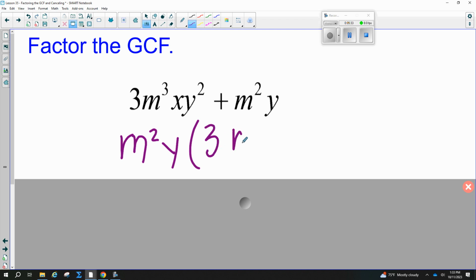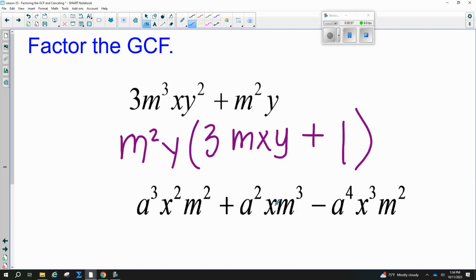3x. Good. And? Good. You took one y out, so there's still one left. Plus, all right, and Hector, what do I have to leave here if I took the whole thing out? Zero. Uh-uh. You got to be able to multiply back to get m squared y. Good. Leave a 1 there.